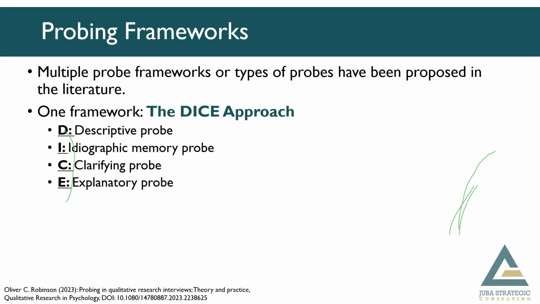And so D stands for descriptive probe, I, idiographic memory, C, clarifying probe, and E, explanatory probe. And this is just easy, helpful for us to remember when we're at the point of creating our guides and thinking about what sort of probes we might want to include. So I'll go through each of these for us.